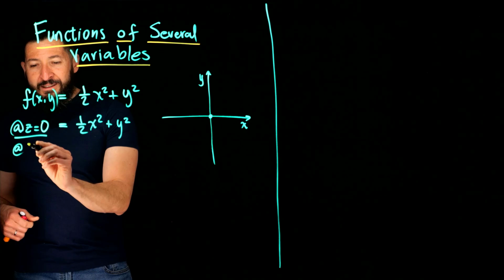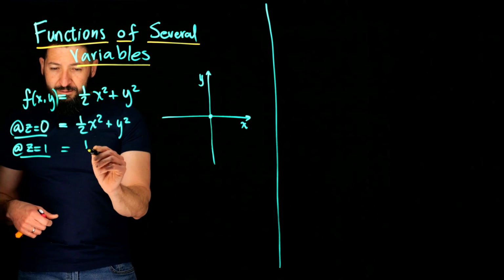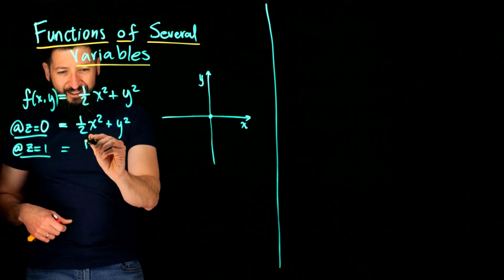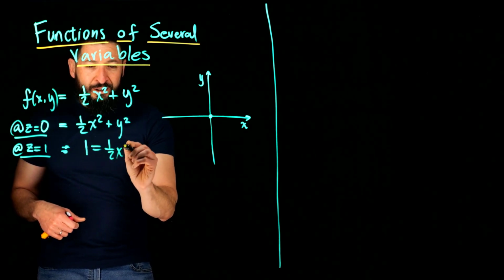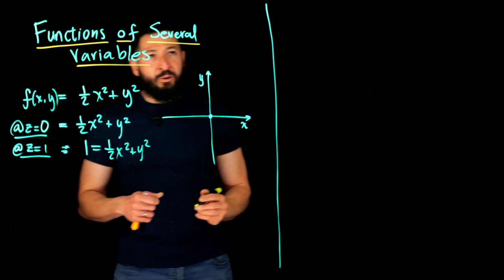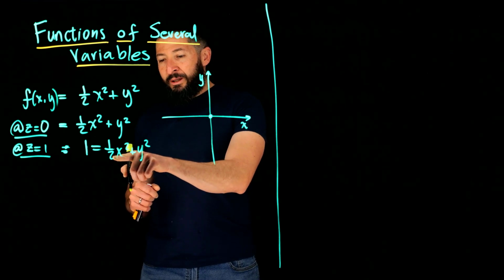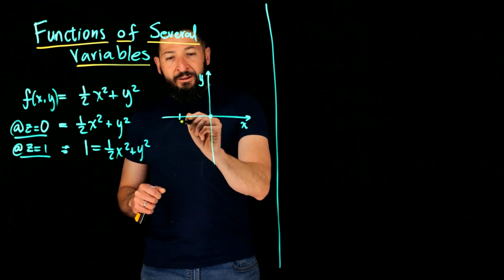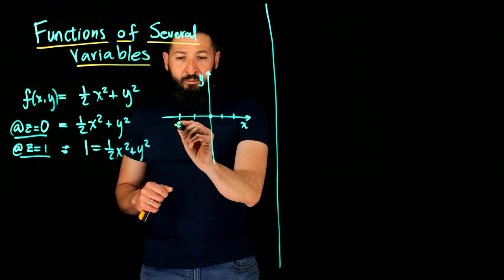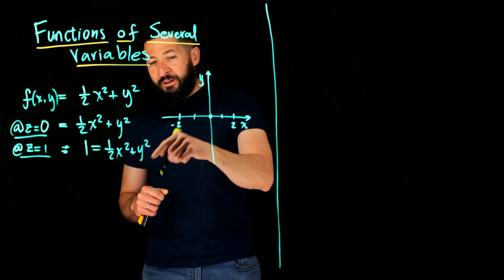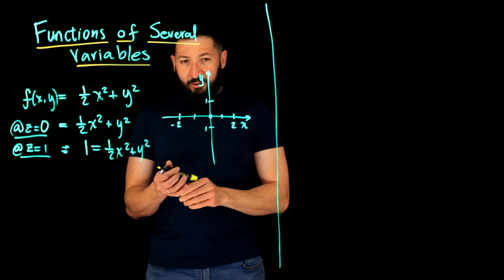All right, so at z equals 1, let's put 1 here. 1/2 of x squared plus y squared, that's going to be the equation of an ellipse, if you think about it. And that ellipse is going to be in the x direction, you're going to have a 2, and then minus 2 rather, and a 2. And then in the y direction, you're going to have a 1. And your ellipse is going to go somewhere around here.